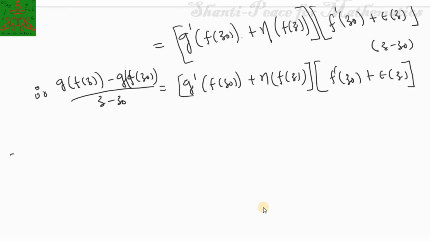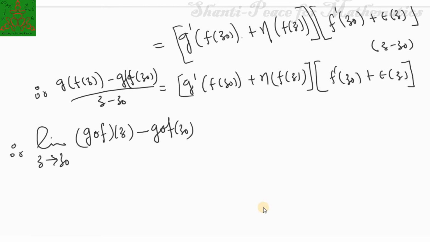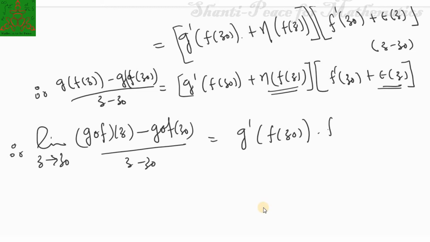I am taking the limit on both sides as z tends to z0, the quantity g∘f at point z minus g∘f at point z0 upon z minus z0. And as you know, as z tends to z0, this quantity will tend to 0 and this quantity will tend to 0. So that's why it is g dash of f of z0 times f dash of z0. That is the answer we'll have. So we can say that this limit exists, that is, a composition of two differentiable functions is differentiable, and we'll also get the chain rule for the differentiability.